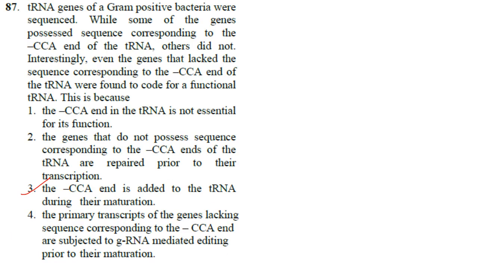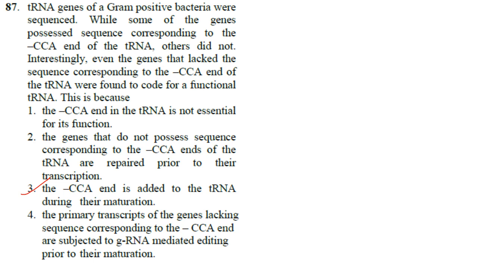Then next question. tRNA genes of a gram-positive bacteria were sequenced. While some of the genes possessed sequence corresponding to the CCA end of tRNA, others did not. Interestingly, even the genes that lacked the sequence corresponding to the CCA end of the tRNA were found to code for a functional tRNA. This is because the CCA end in the tRNA is not essential. It is essential because CCA is the acceptor arm for attaching amino acids. The genes that do not possess sequence corresponding to CCA ends of their tRNA are repaired prior to their transcription.